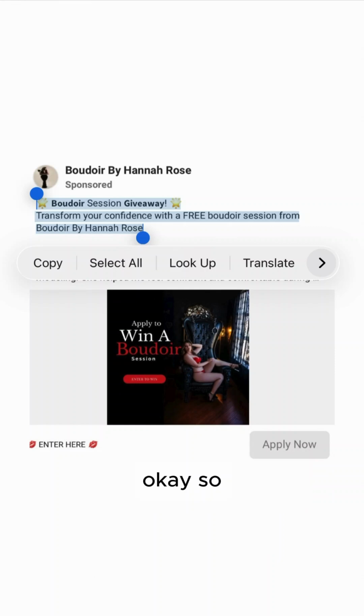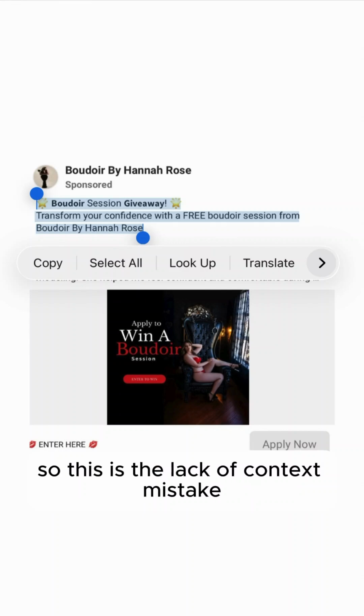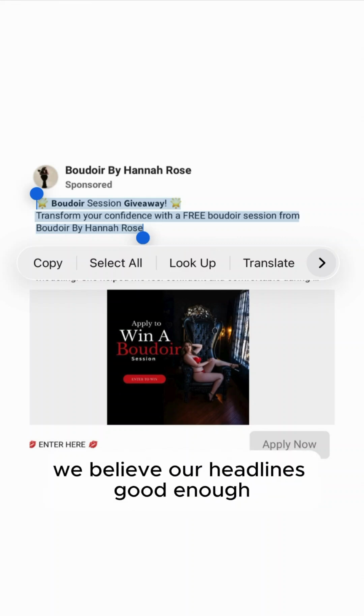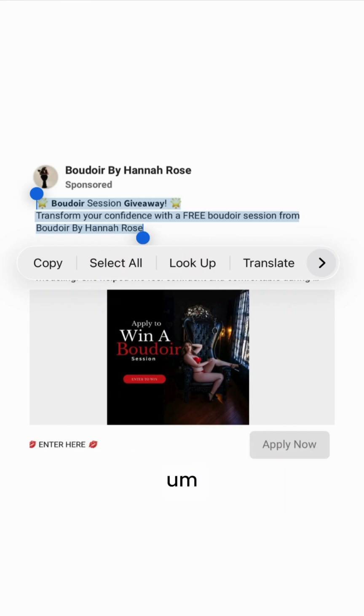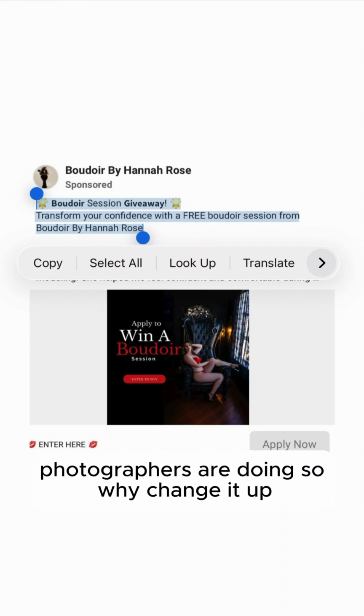Okay, so yeah, we only got 2 points of context here. So this is the lack of context mistake. And the false belief that caused us to make this mistake is we believe our headline's good enough. It kind of looks the same as what other boudoir photographers are doing. So why change it up?